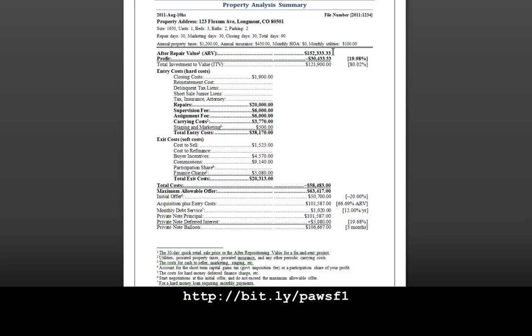Starting with the ARV, we subtract the profit margin for the total investment to value. We then summarize the entry costs. These are hard costs to get into the deal. Summarize the soft costs. These are the costs to get out of the deal. Total cost subtracted from the ITV leaves our maximum allowable offer. We also calculate a 20% reduction in the MAO as the initial offer of $50,700. This gives us some negotiating room.